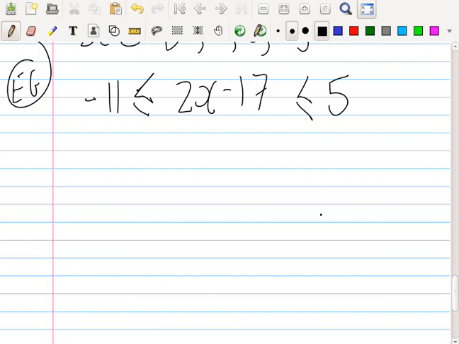What should I do first? Add 17 to everything. So plus 17 onto this, what do I get? 6. Plus 17 here. Cancel, and plus 17 here. Is it minus 2x? Okay, thank you. And add 17 onto everything.